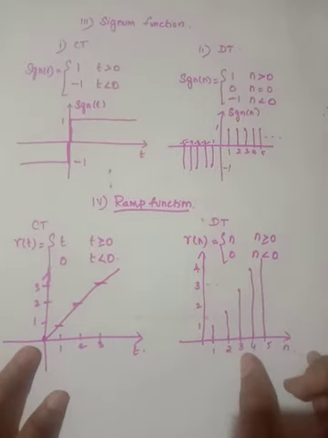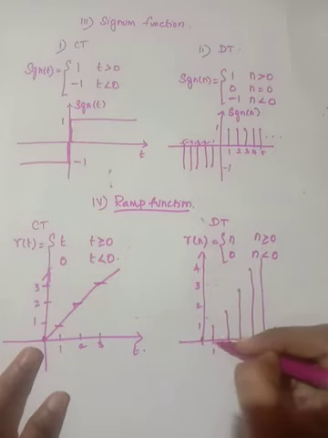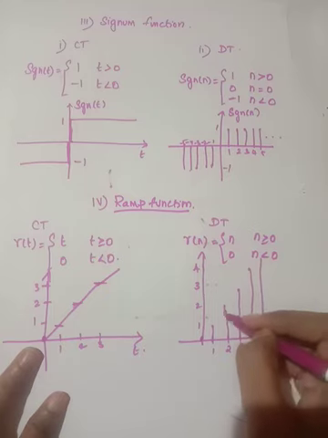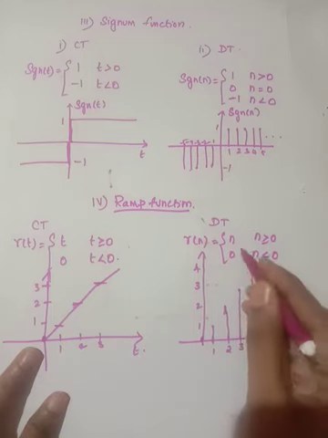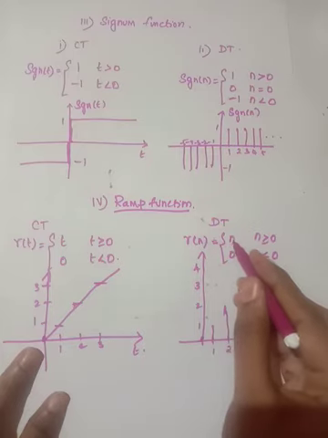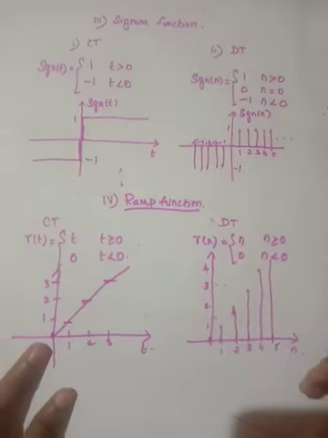Now consider a discrete case. At n equal to 0, it is 0. At n equal to 1, it is 1. At n equal to 2, it is 2. Why is it 2 here? Because whatever n value we are taking, we have to assign that for r of n. So here you will have a ramp function like this.